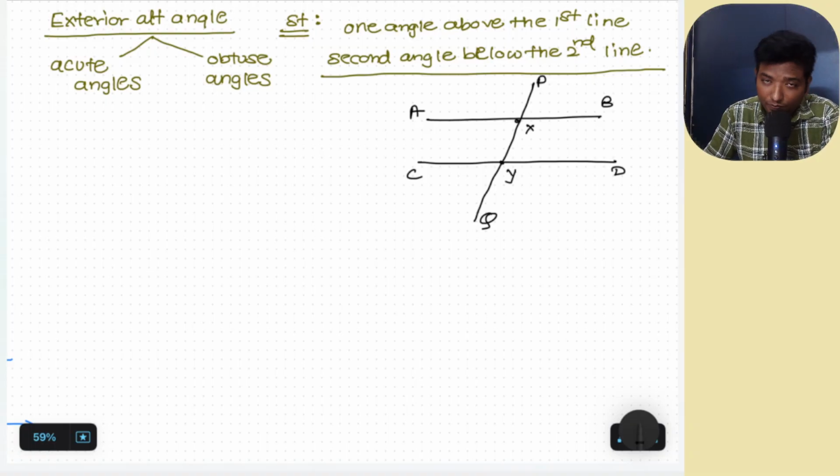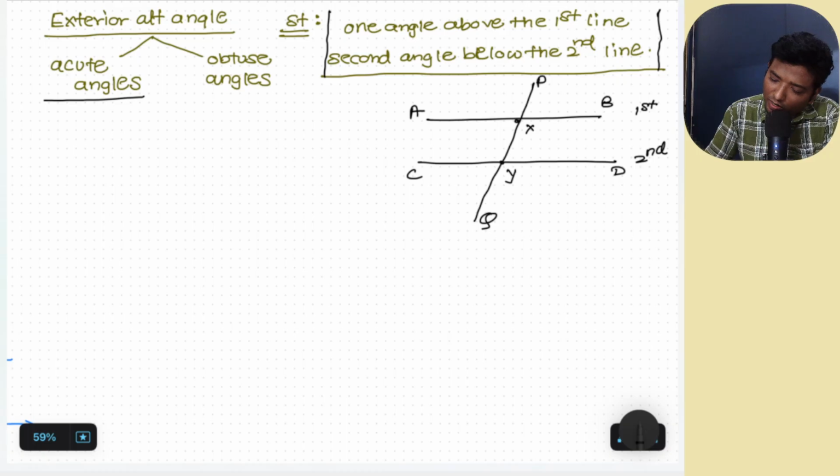X. Okay. Now there is a pair of acute angles. But what line do we have to say? You have to say this line: one above the first line, second below the second line. Now this is the first line and this is the second line. So look, above the first line, this one is acute, and this one is obtuse. Below the second line, this one is acute and this one is obtuse. Just make the pairs.